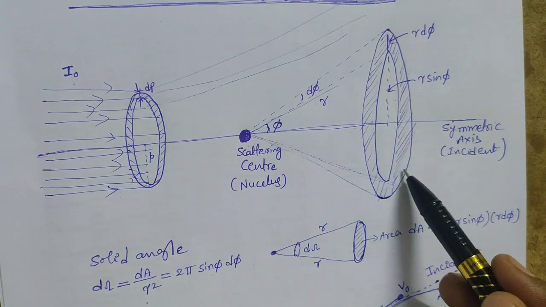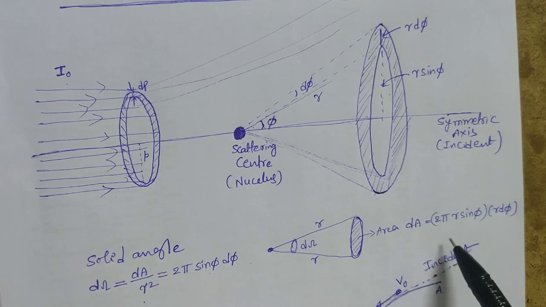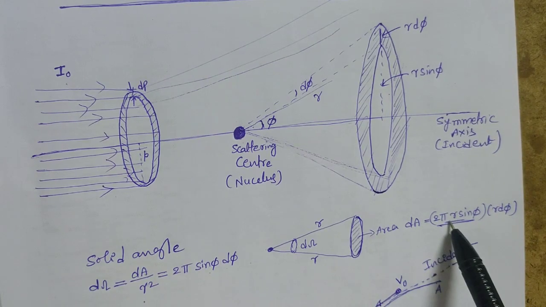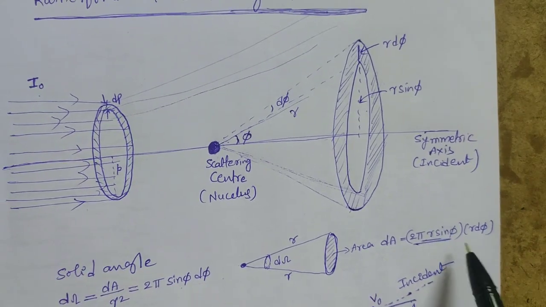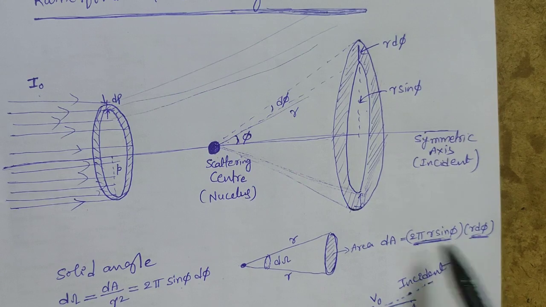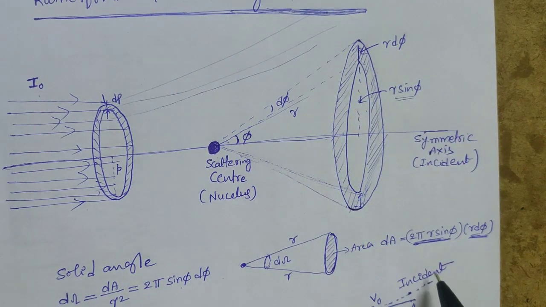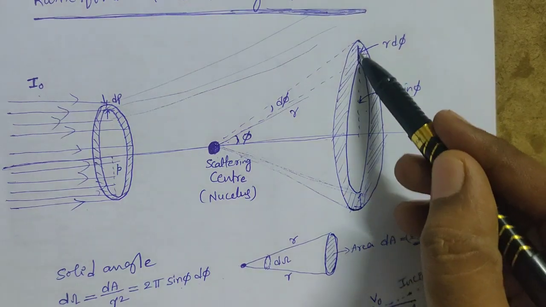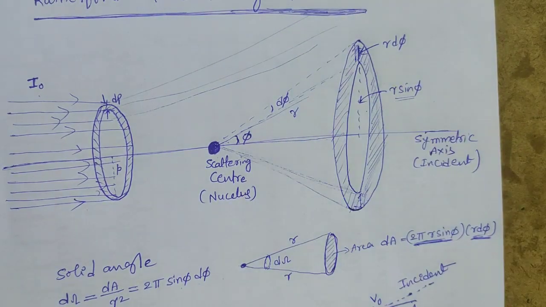Because I want to calculate this area, the length is 2 pi r sin phi, that is the total circumference, and the thickness is r d phi. So length into thickness. The length comes as 2 pi r, but r itself is r sin phi, and the thickness is r d phi, since arc length is equal to angle multiplied by radius.